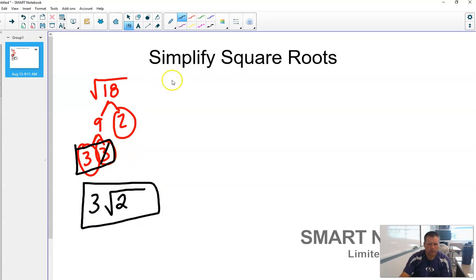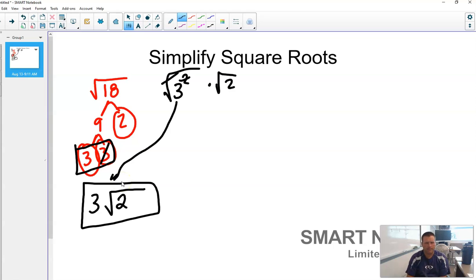Again, the reason for this is, guys, I've got 3 times 3 times 2, which is really 3 squared times the square root of 2. The square root and the square cancel each other because they're the opposite. And that's why we just have the one 3 on the outside. Okay? Let's look at another one of these.